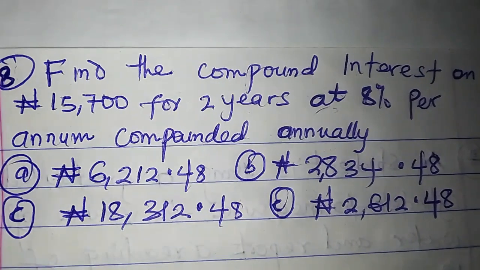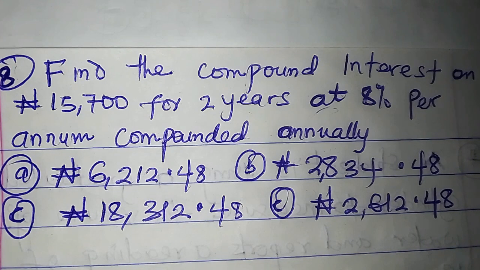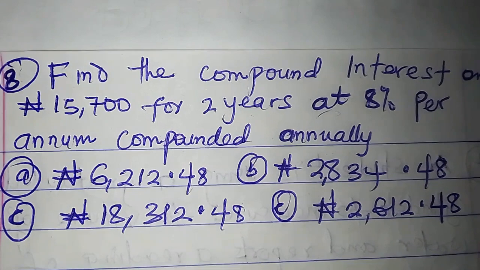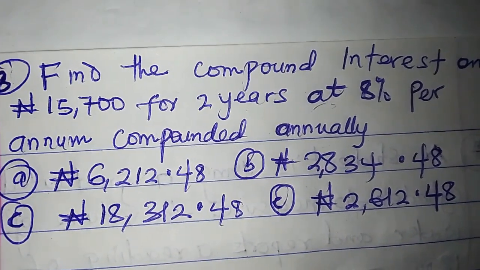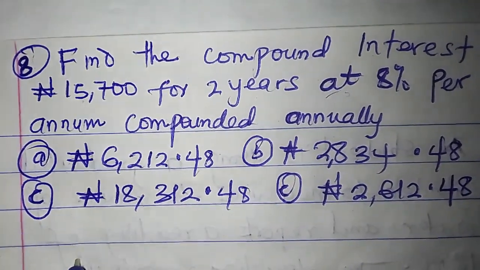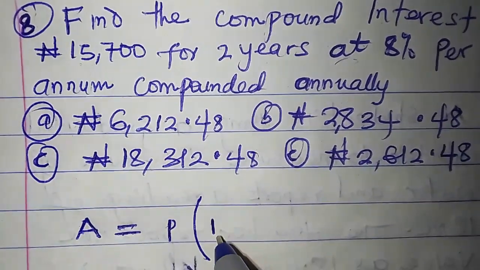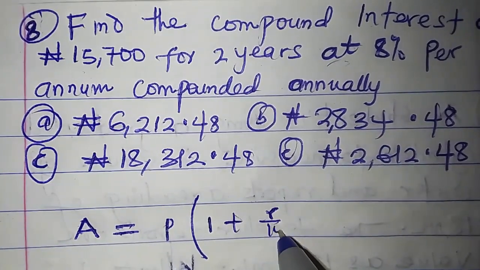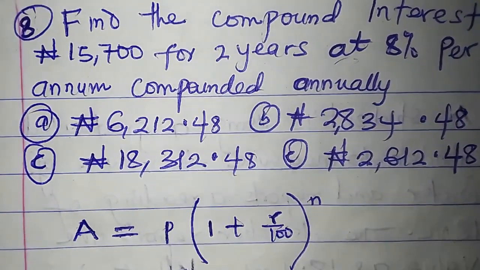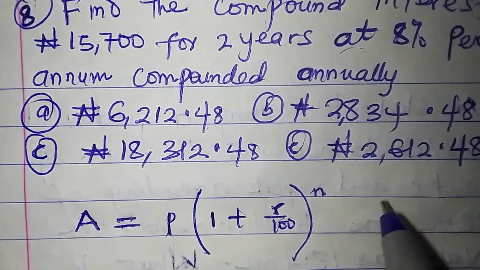Alright, this is question 8 and it reads: find the compound interest on 15,700 naira for 2 years at 8% per annum compounded annually. Now, the first thing we'll do here is to calculate the amount after 2 years. So for compound interest, the amount formula is the principal times 1 plus R over 100, raised to the power n. P is the principal, R is the rate, n is the time or the number of years.